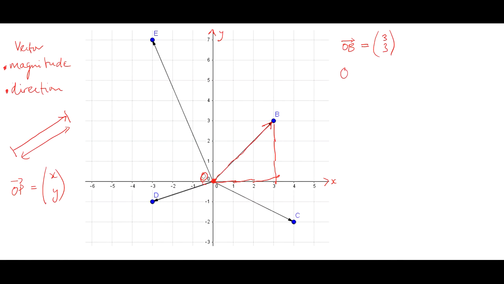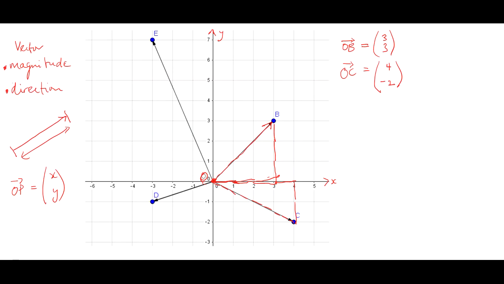So OC, let's see what's happening with OC. Right, now notice I put a little arrow on top of OB, a little arrow on top of OC. That is how we write a vector, right? So this is the point C here, and this is the direction OC, right? So in order to move from O to C, we move 1, 2, 3, 4 across. So the first number will be 4, and then we move 1, 2 down. So because we move down, we have to put -2, right?